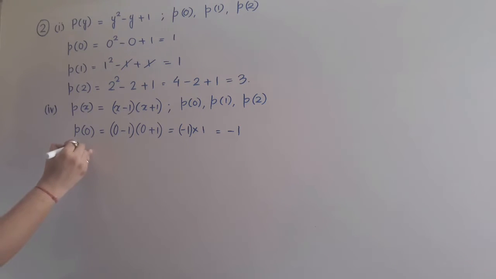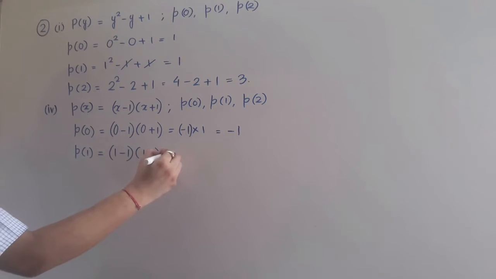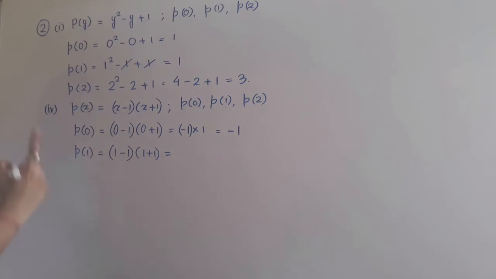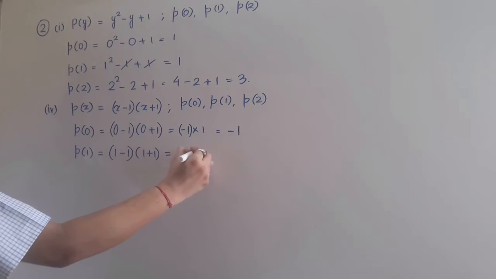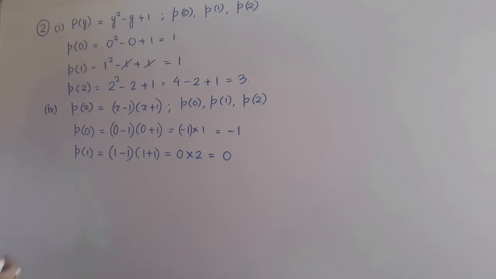Now let us find out the value of P of 1. So P of 1 will be equal to 1 minus 1 into 1 plus 1. Put the value of the variable as 1 here. So in place of x I am keeping now 1. 1 minus 1 will become 0 and 1 plus 1 will become 2. 0 into 2 will be equal to 0.